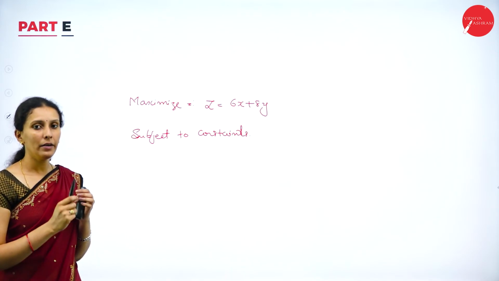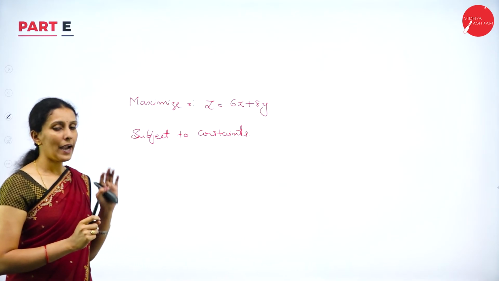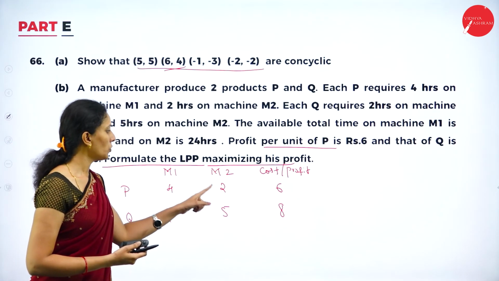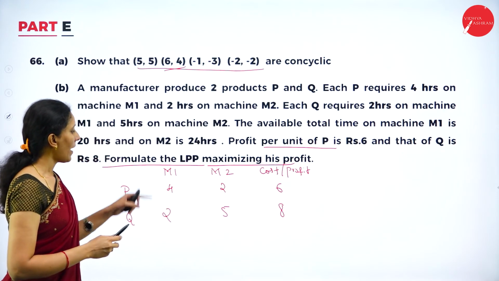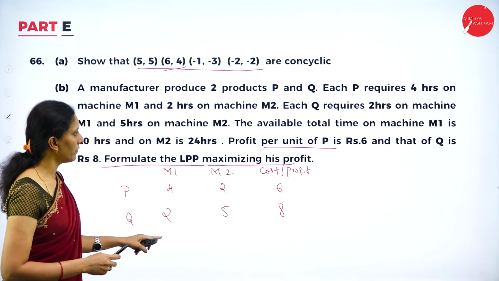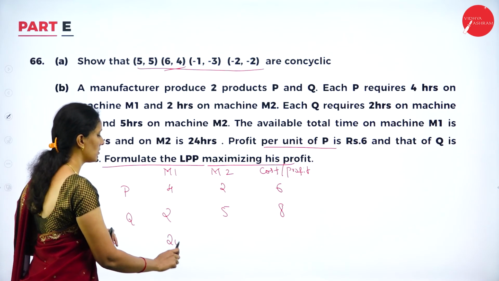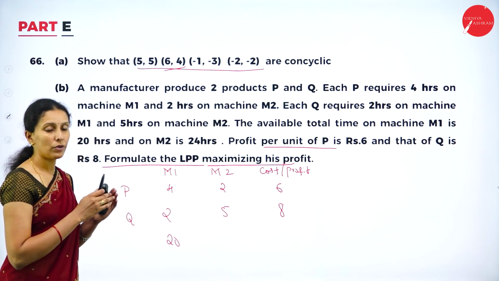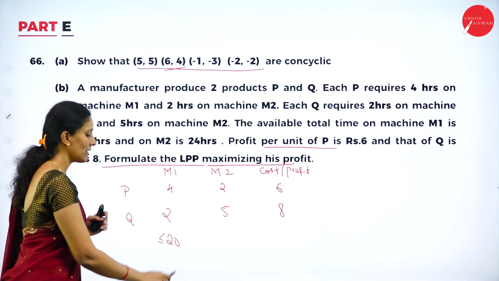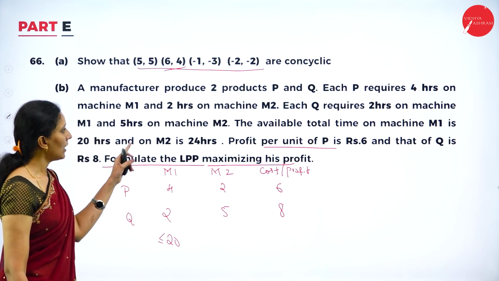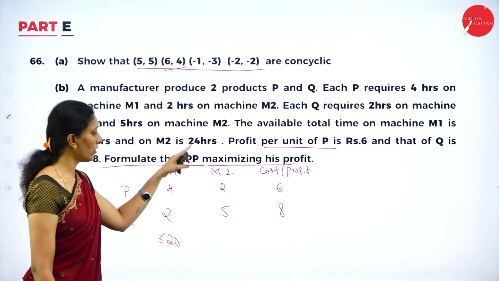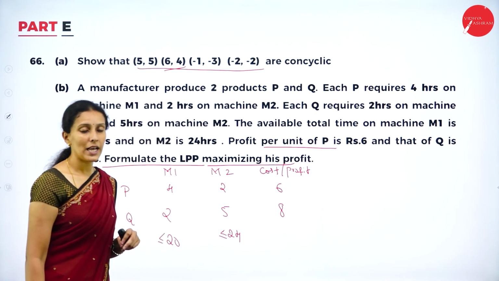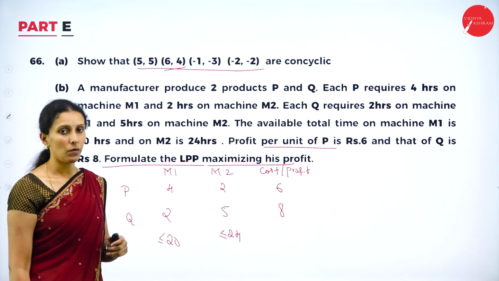for machine M1 and machine M2. So, P and Q we have. P takes 4 hours in M1, 2 hours in M2, but the maximum availability for machine M1 is 20 hours. So, this is the maximum, so you have to include the inequality less than or equal to. And similarly, the available total time for machine M2 is 24. So, the maximum hours you can utilize M2 is less than or equal to 24.